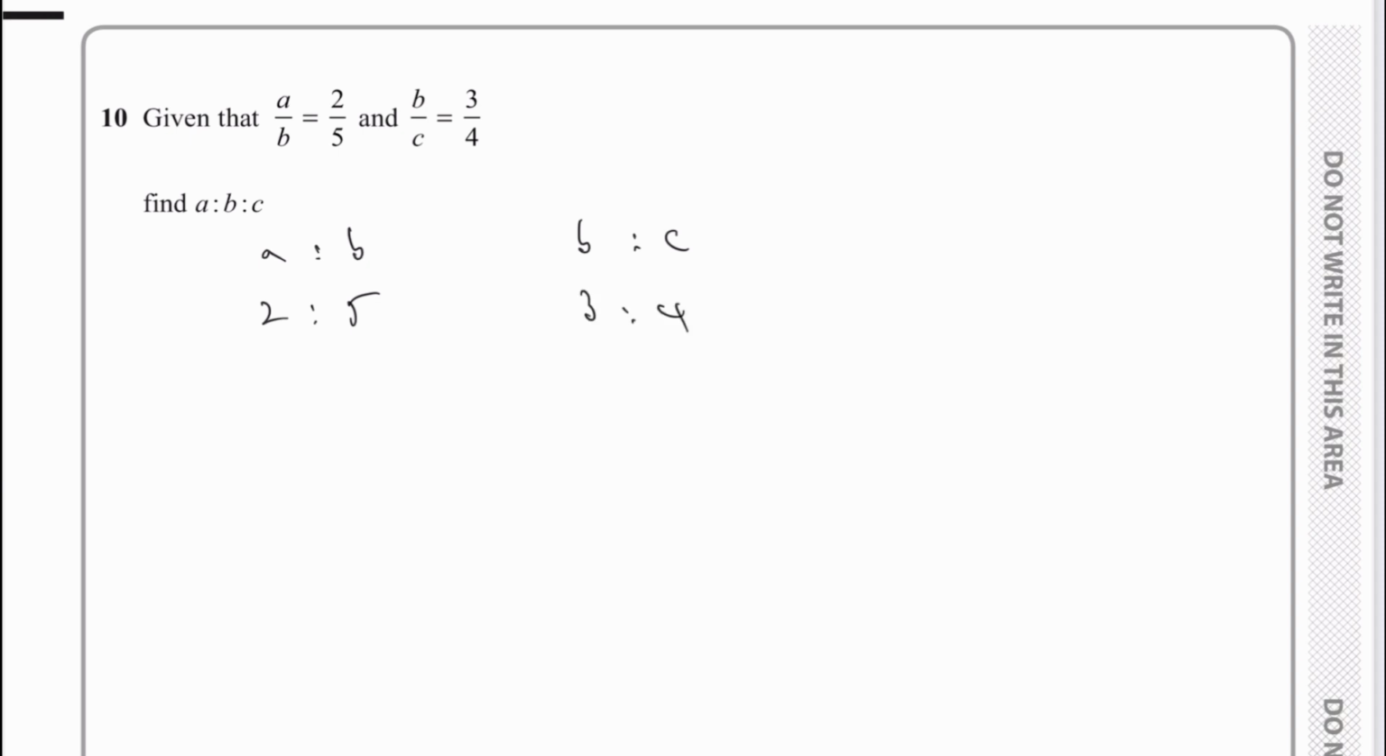Okay, so the problem is I've got a value of B of 5 and a value of B of 3, so what I'm going to do is make them both the same by multiplying this ratio by 3 and this ratio by 5. Okay, when I do that, what I get is 6 to 15, and then in B to C I get 15 again, which is really what I'm looking for, to 20. So now I've got my values of B as exactly the same. I can write the ratio of A to B to C to be 6 to 15 to 20.